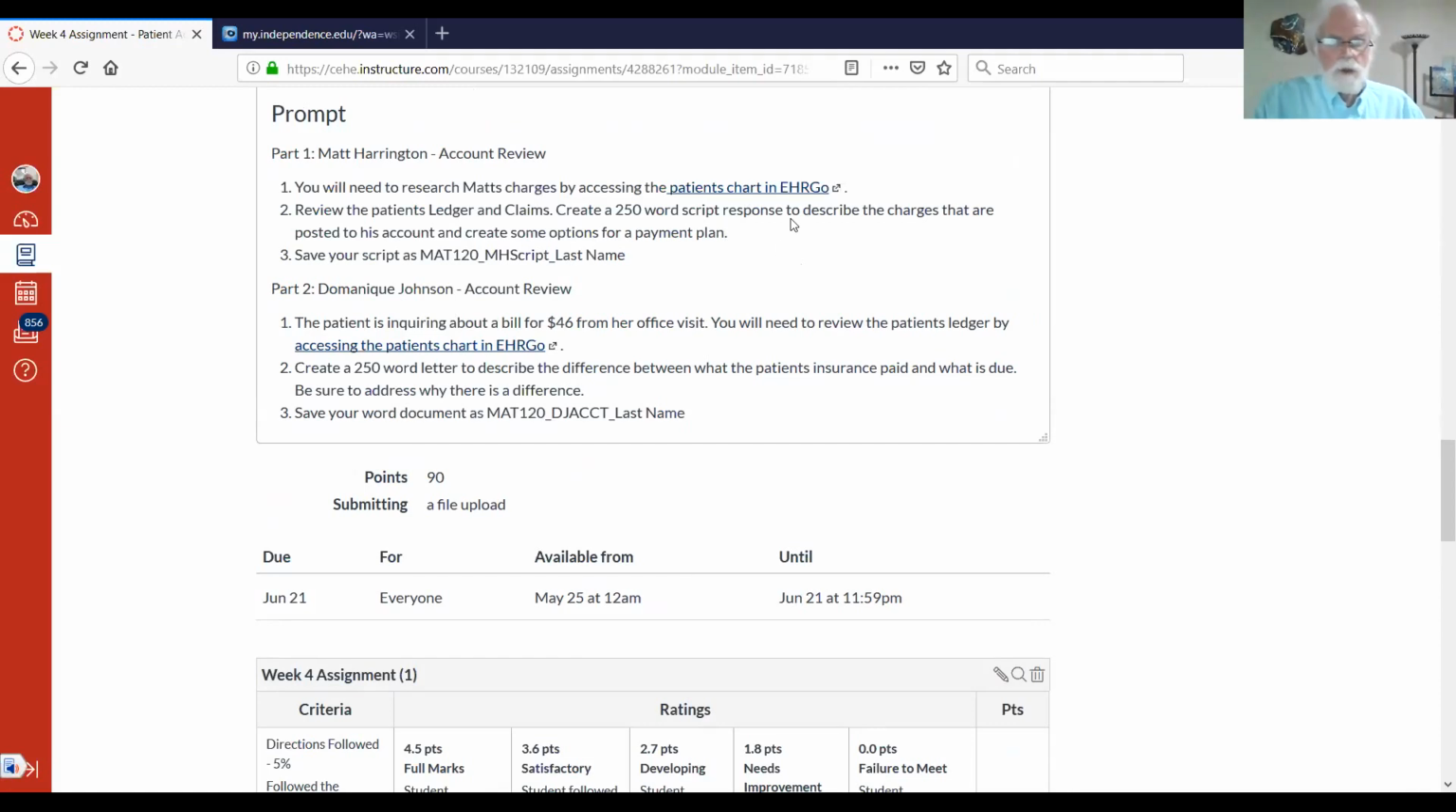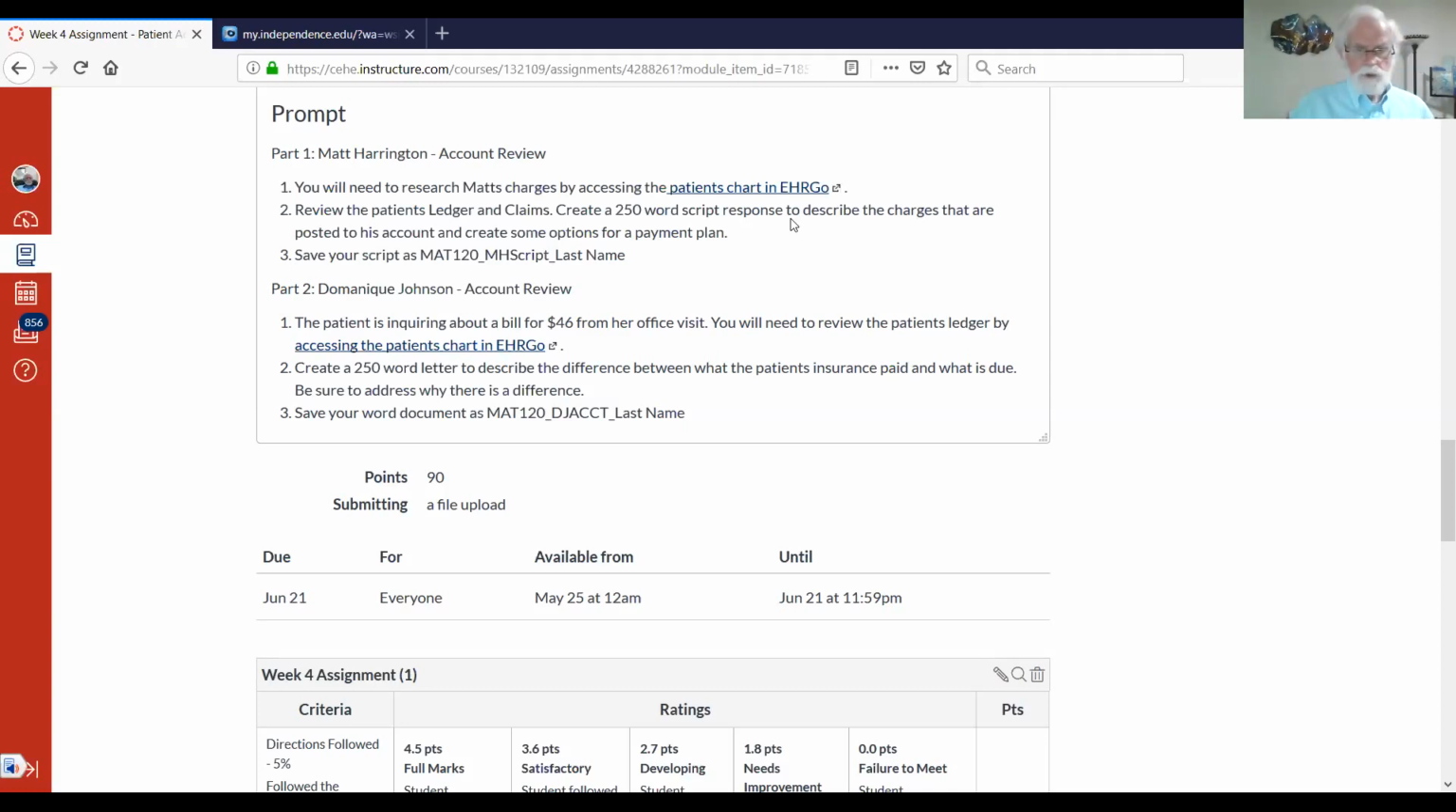With Harrington, he's annoyed that he has some charges he doesn't understand. So you're going to create a script to use as a basis for talking to him about those charges and why they're there. And since part of his complaint is that he doesn't have the money to pay them, how we can set up some payment plan options.